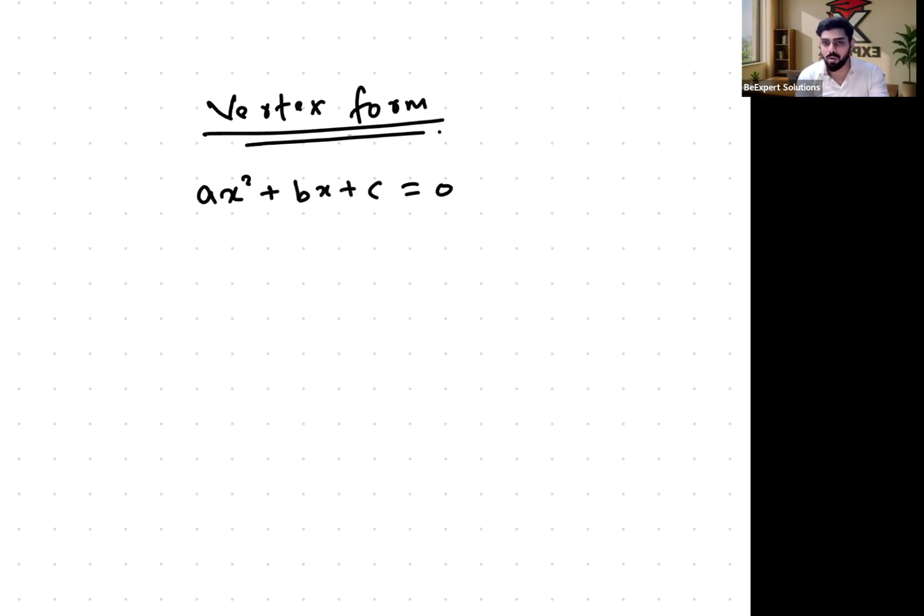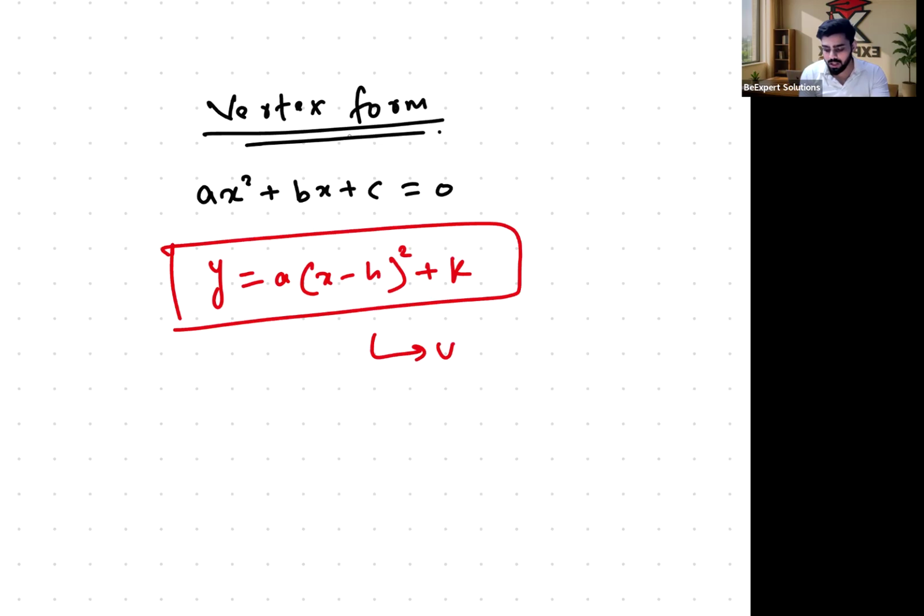But there is another powerful form which we studied in the last session, which is called vertex form, which we usually write as y equals a(x minus h) whole squared plus k. This is actually called the vertex form. This is how we write down the vertex form. In the last session, with completing the square, we were basically trying to understand that only.